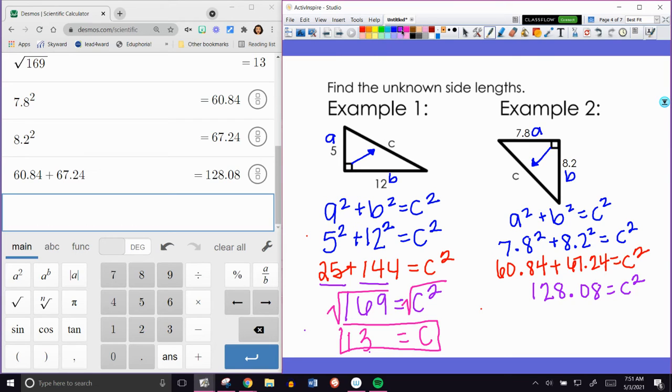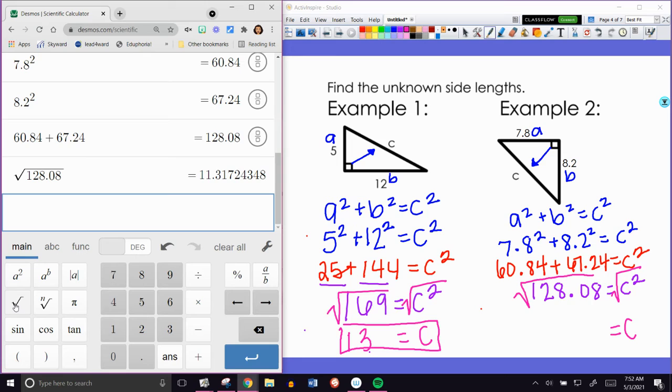So I definitely need to remember that I'm only looking for C, so I need to do that last step, which is to take the square root. So when I take my square root of 128.08, I get 11.317. Now we are going to round to the hundredths place. So that's 2 after the decimal. So that 7 is greater than 5, so I'm going to round up. So 11.32 is my side length for C on example number 2.